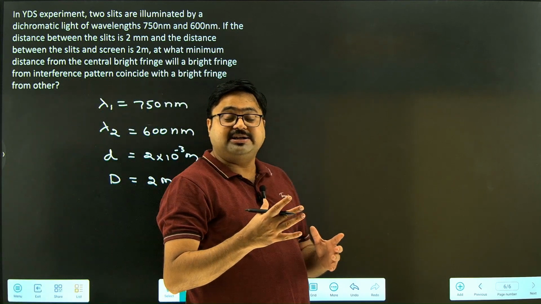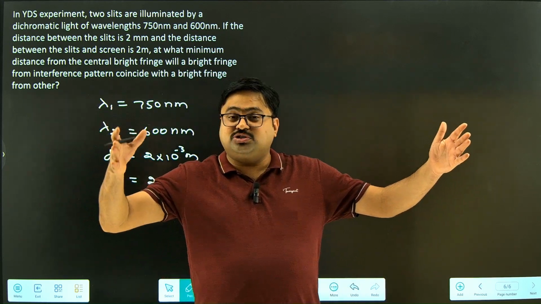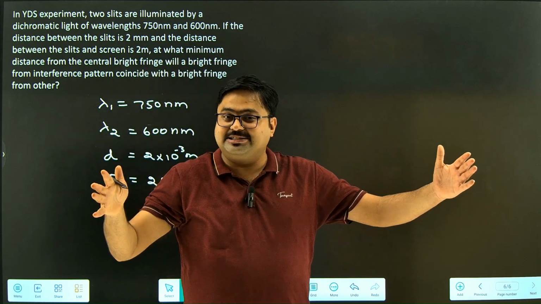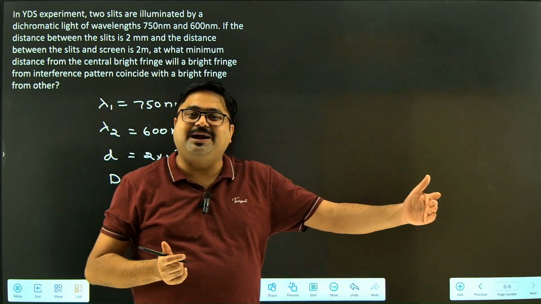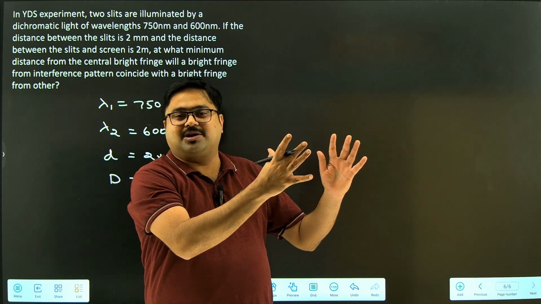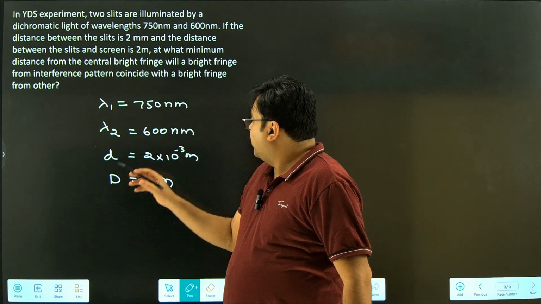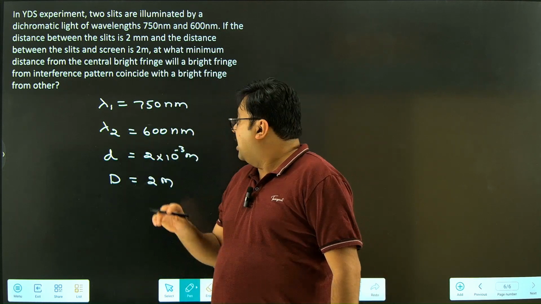So let's try and understand the question. In the Young's double slit experiment, on the two slits, there are two wavelengths that are incident, so there will be two interference patterns. The one interference pattern which is narrower will be of the wavelength which is smaller, essentially 600 nanometer.